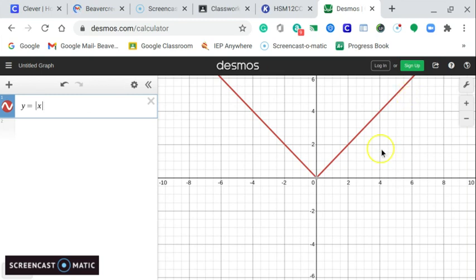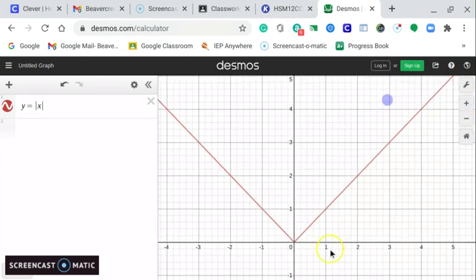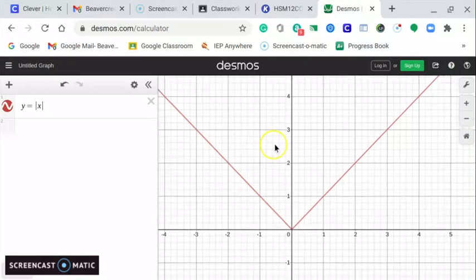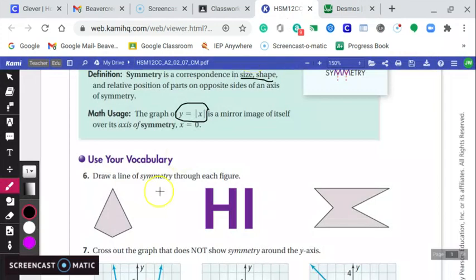And this is our parent function we talked about the other day. You start at 0 in the middle, and you go 1 up, 1 over, and you can't see that because it's not zoomed in enough right now. But there it is. 1 up, 1 over on this side, 1 up, 1 over on this side. The y-axis is the axis of symmetry. And that is the parent function y equals the absolute value of x. It's going to look like this, like we just said. And there's the y-axis and there's the x-axis.